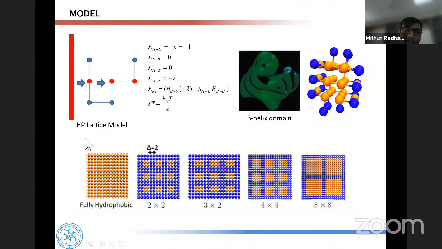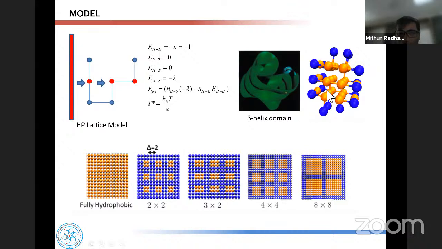And we have looked at various surfaces. If this is my fully hydrophobic surface, then I'm looking at these patterned surfaces. These are patterns in 2x2, where the patterns are hydrophobic, and this is in 3x2. I'll tell you the reason why these specific patterns are chosen. These are 4x4, 8x8. There are two parameters I can change: the nature of the pattern or the density of the pattern. Here, delta is the distance between adjacent patterns, so changing delta changes the surface density.